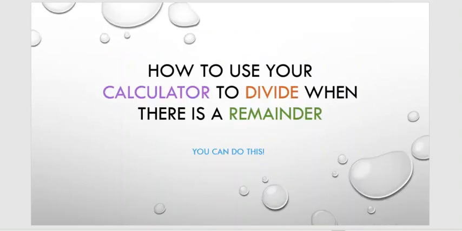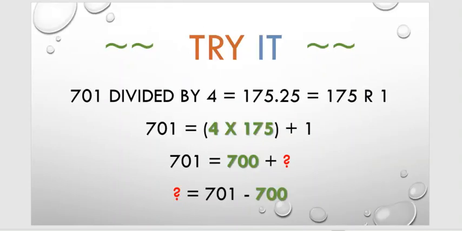In this video, I'd like to show you how you can use your calculator to divide when there's a remainder. Here's an example that we could try. Let's try to divide 701 by 4. If you do that on your calculator, you get 175 and 25 hundredths.